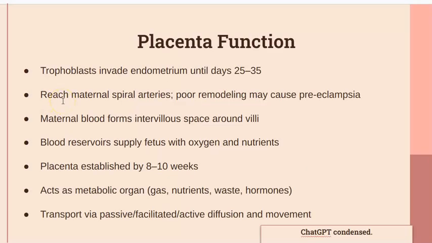So the placenta function, again, we talked about those trophoblast cells. They invade the endometrium for that first month or so. So right here, this is really only day 25 to 35. This is about 5 to 6 weeks pregnant. The cells reach the maternal spiral arteries.